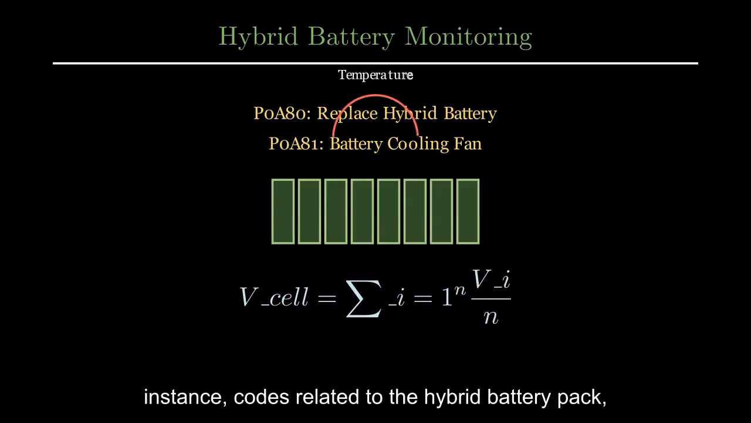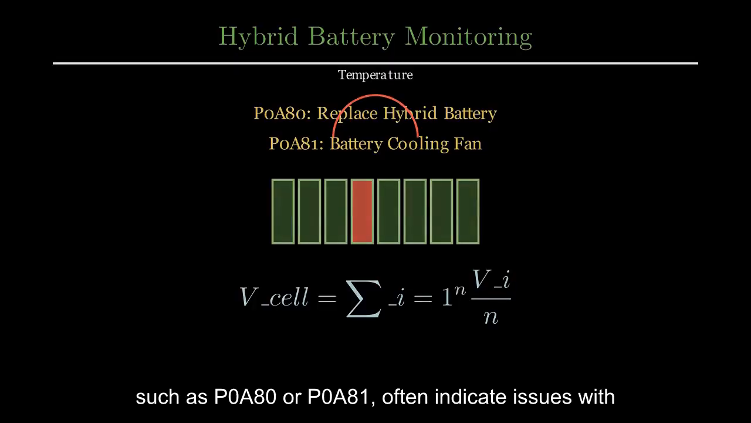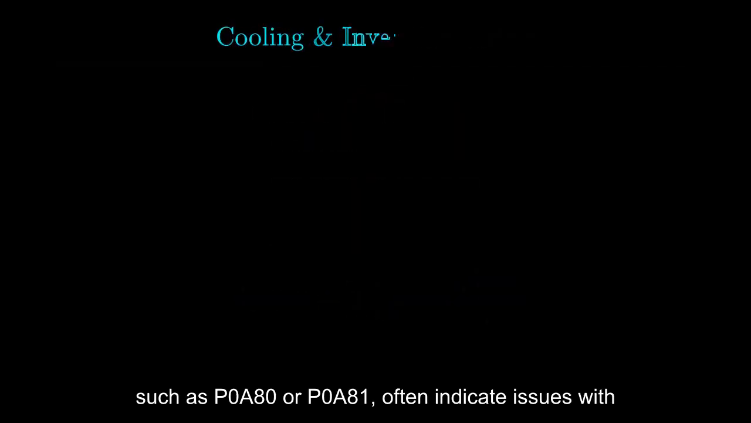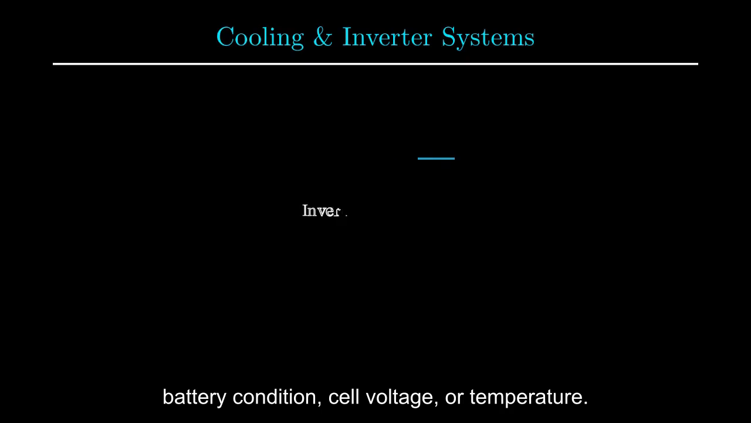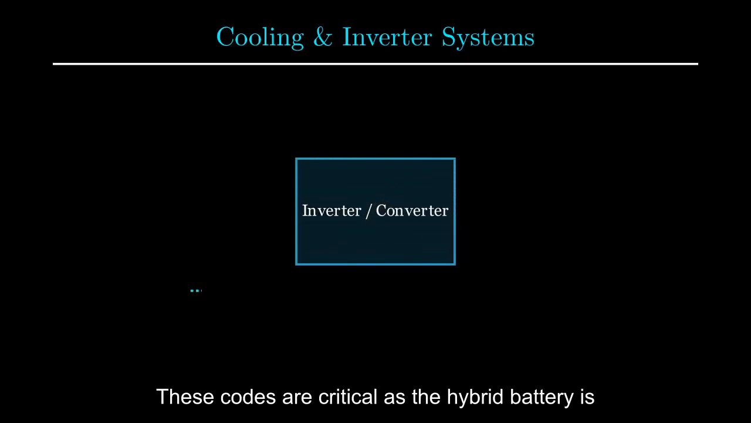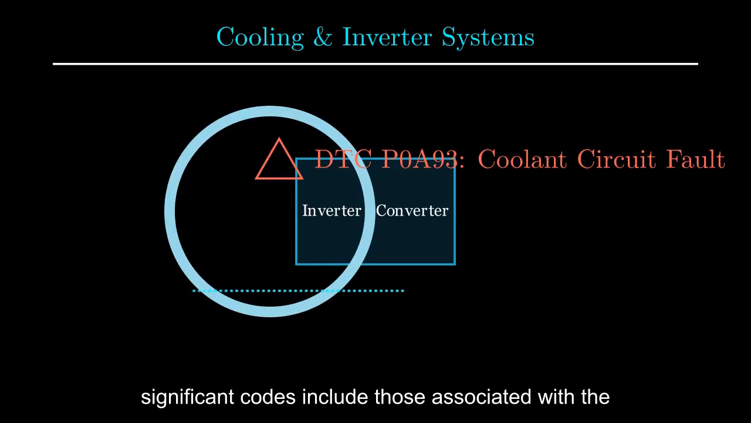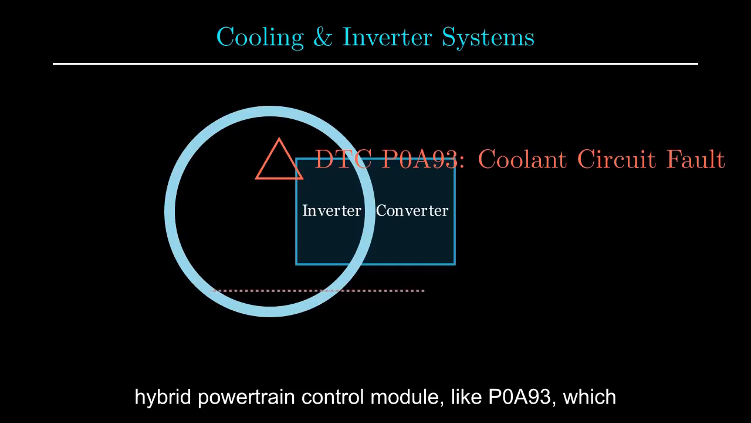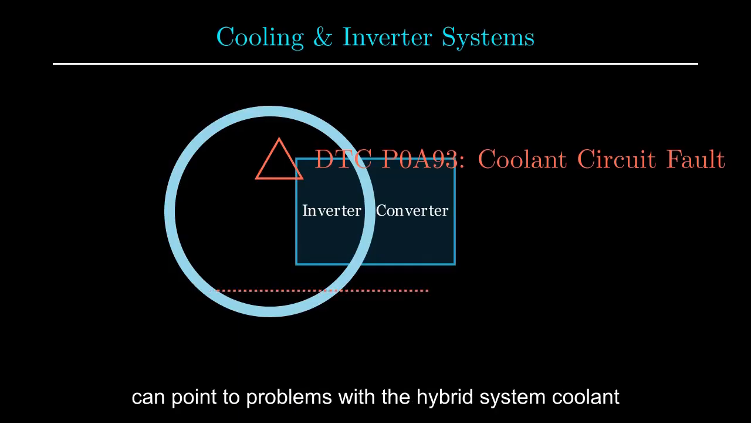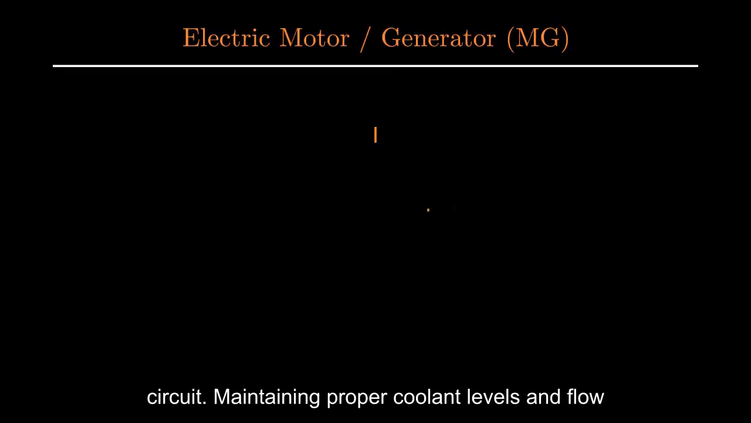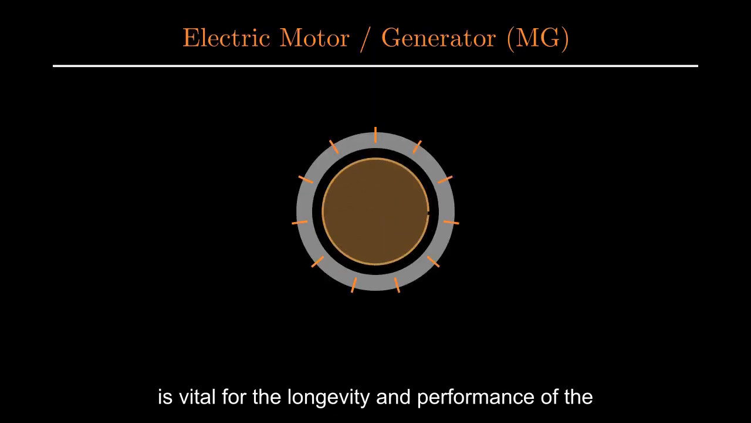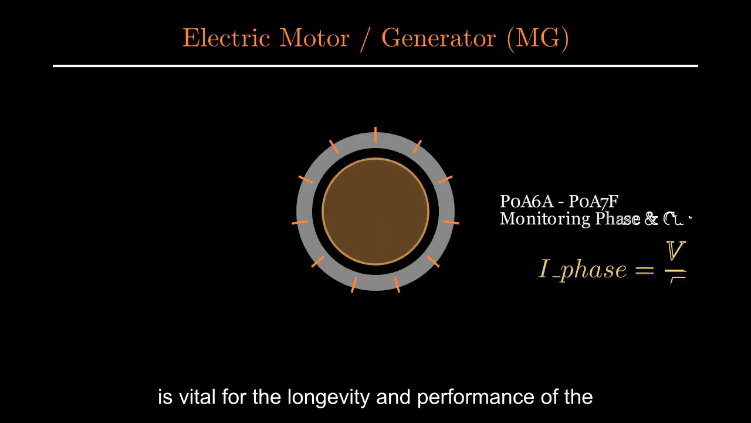For instance, codes related to the hybrid battery pack, such as P0A80 or P0A81, often indicate issues with battery condition, cell voltage, or temperature. These codes are critical as the hybrid battery is the heart of the electric drive system. Other significant codes include those associated with the hybrid powertrain control module, like P0A93, which can point to problems with the hybrid system coolant circuit. Maintaining proper coolant levels and flow is vital for the longevity and performance of the hybrid components.